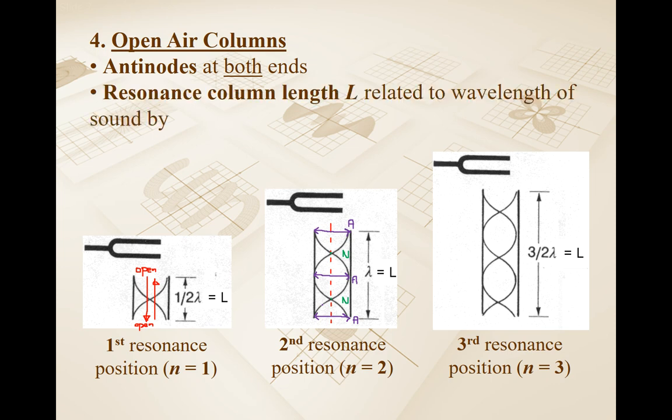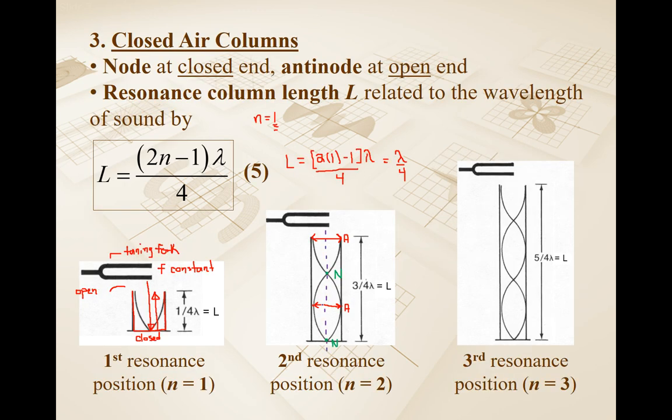So the resonance column length is related to the wavelength. Again, you could just draw pictures to figure out the first three resonance positions where you must have an antinode at both open ends. We can calculate it mathematically by this: L is equal to n lambda divided by 2. And again, it's very easy to plug numbers in and confirm here. If n is 1, then it would just be L equals lambda divided by 2. So that is confirmed.